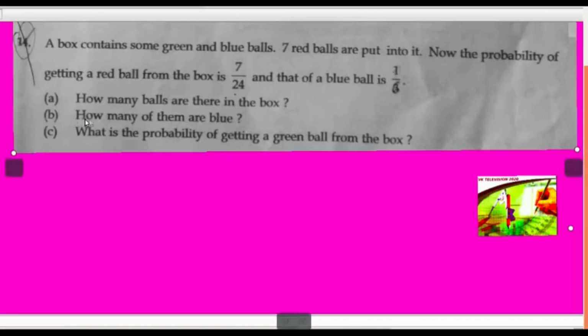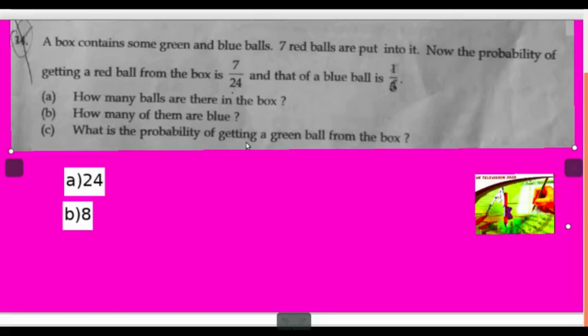Second one, how many of them are blue? Here the probability of blue is 1 by 3. So we multiply numerator and denominator by 8. Then we get 8 by 24. So the number of blue balls is equal to 8.